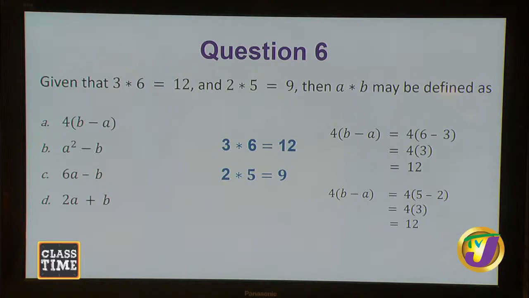Well, we got 12, but that's not what we're supposed to get. We're supposed to get 9, right? So clearly this cannot be the rule for this one. Let's try B.